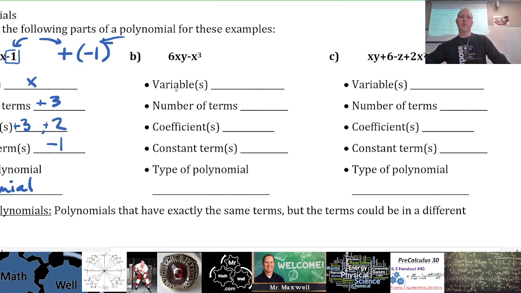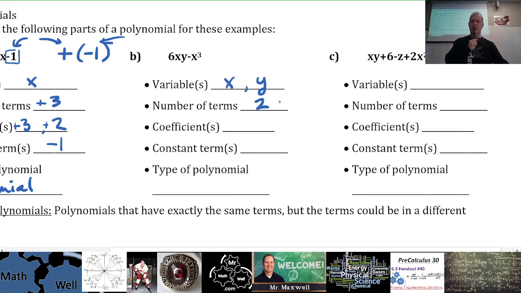So variable or variables involved in this expression, they are x and y. Very good. I see an x there, I see a y. Perfect. The number of terms, how many? 2. Very good. 2. Excellent.